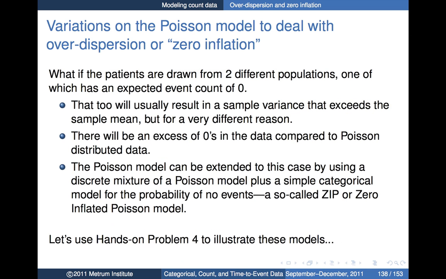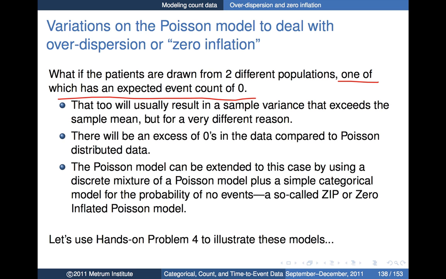Now, another situation that can occur is, suppose that you have a group of patients and they're actually drawn from two different populations, but you're not necessarily able to identify a priori which population they're from. In particular, they come from two populations where one of those populations has an expected event count of 0. Well, that too is going to result in a sample variance that exceeds the sample mean, but it's doing so for a very different reason than the overdispersion category I had just discussed.